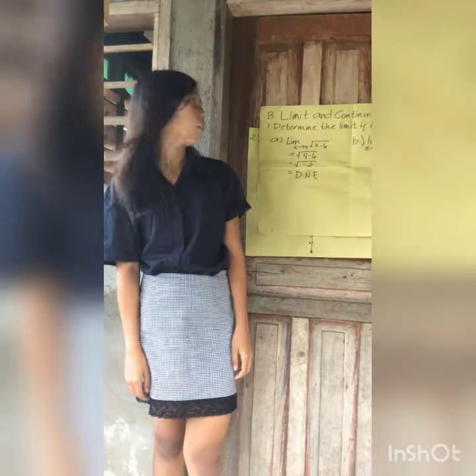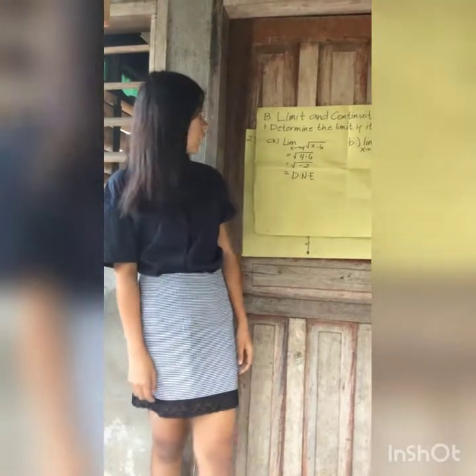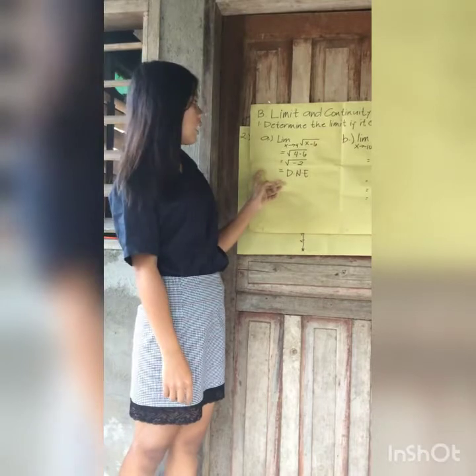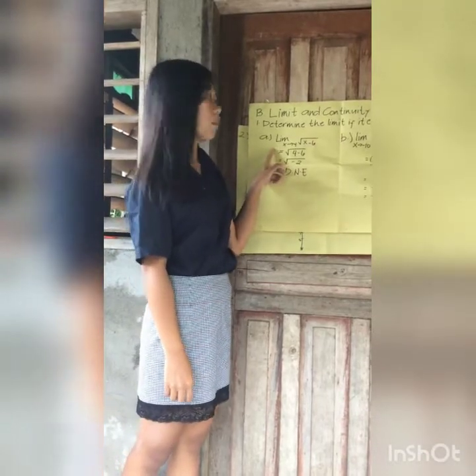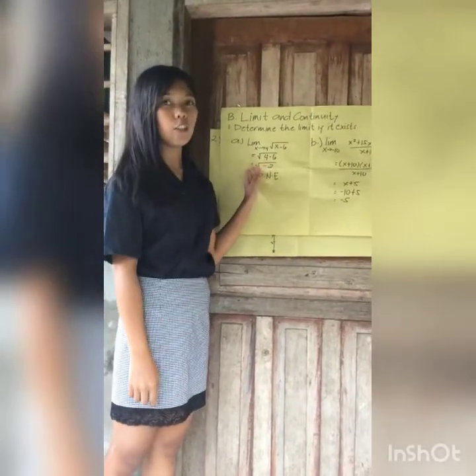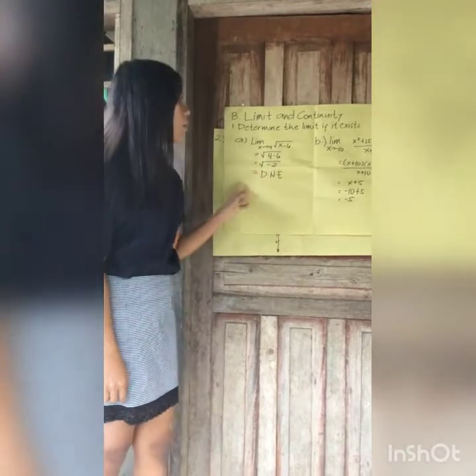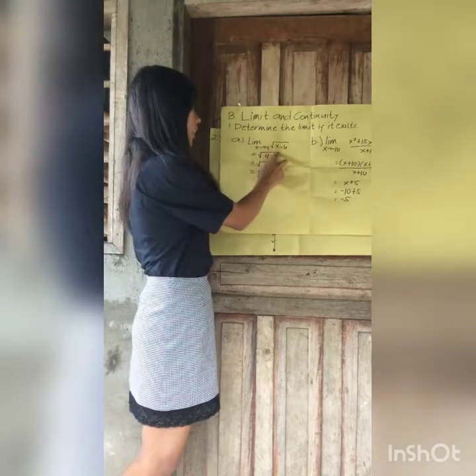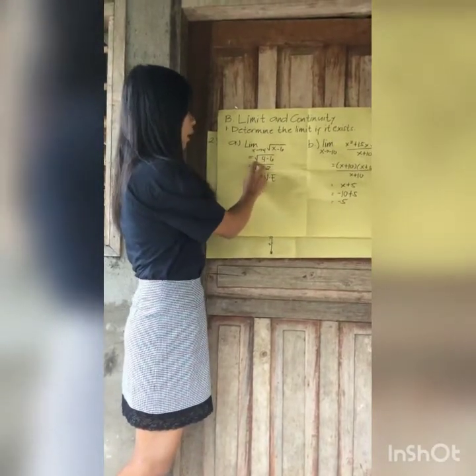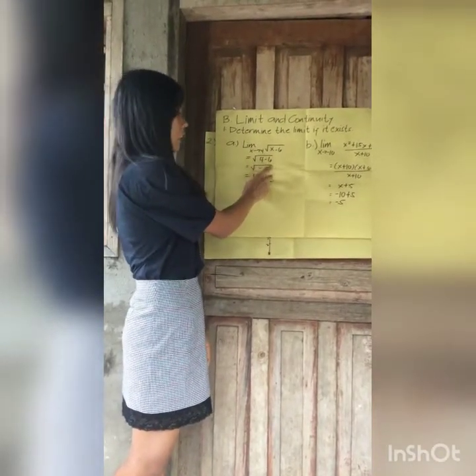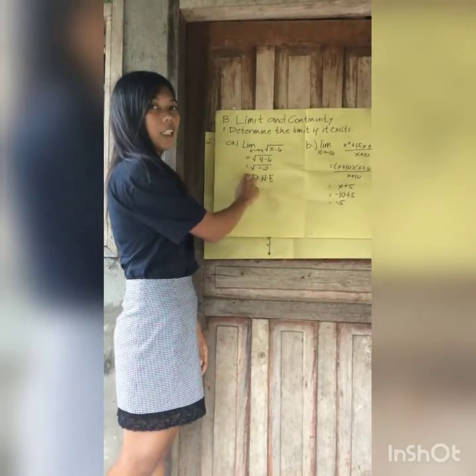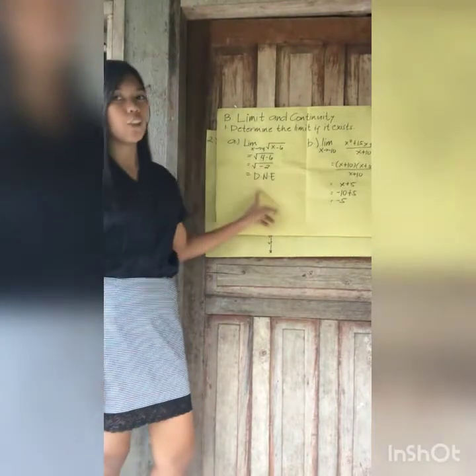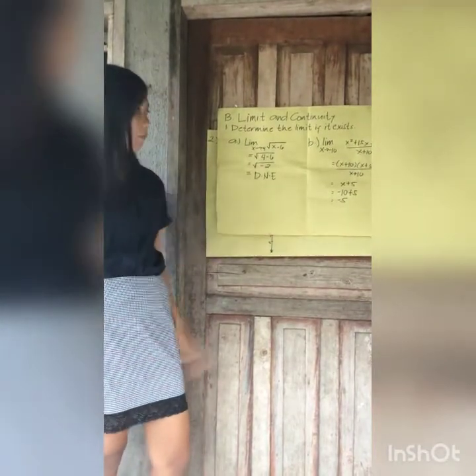Today we're going to solve limit and continuity. So we have this: determine the limit if it exists, if our limit as x approaches 4 of the square root of x minus 6. What we're going to do is replace the x with 4. So we're going to have the square root of 4 minus 6, which is the negative square root of 2. Since it's negative, therefore the limit does not exist.